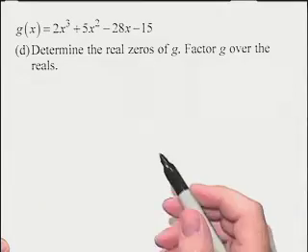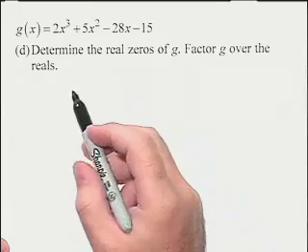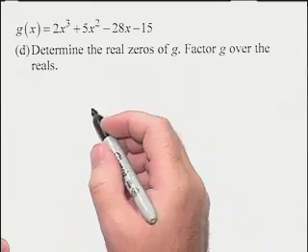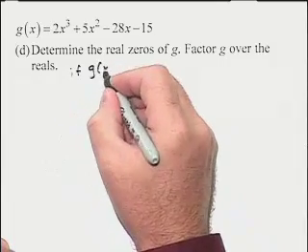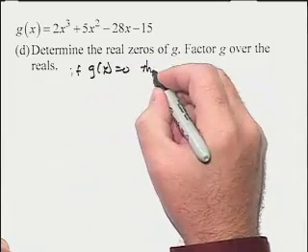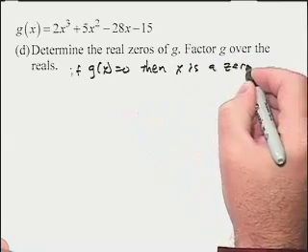Now we're asked to determine all the real zeros for our function g. We want to determine the real zeros of g and then factor g over the reals. For this part, we're going to use the fact that if g of x is equal to 0, then x is a 0 of our function.